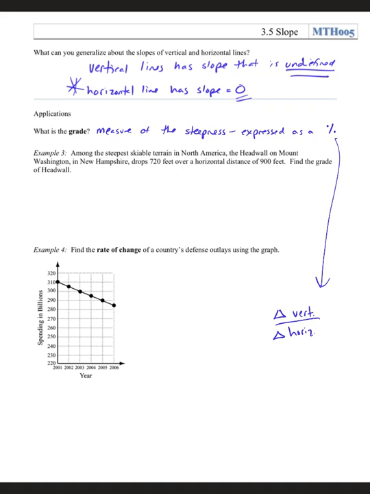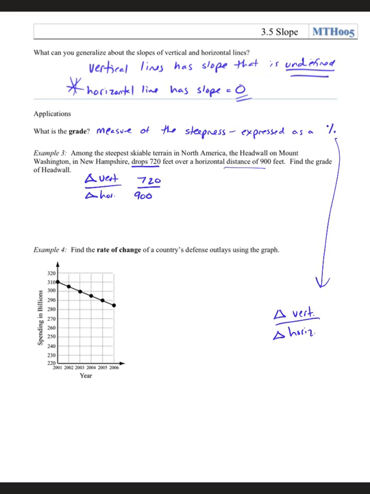Among the steepest skiable terrain in North America, the head wall on Mount Washington in New Hampshire drops 720 feet over a horizontal distance of 900 feet. Find the grade of head wall. Again, we want to do the change in the vertical divided by the change in the horizontal. And it tells us it drops 720 feet divided by a horizontal distance of 900 feet. So we set up the problem like that.